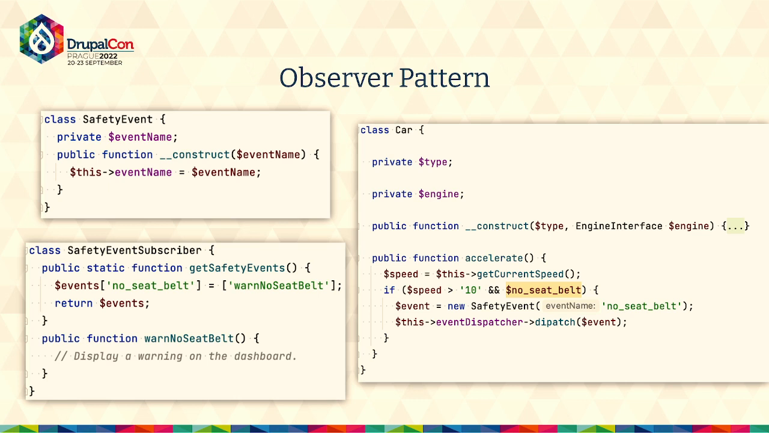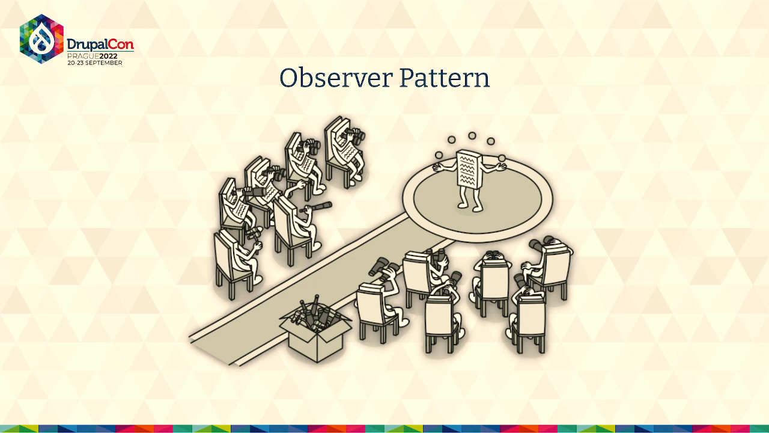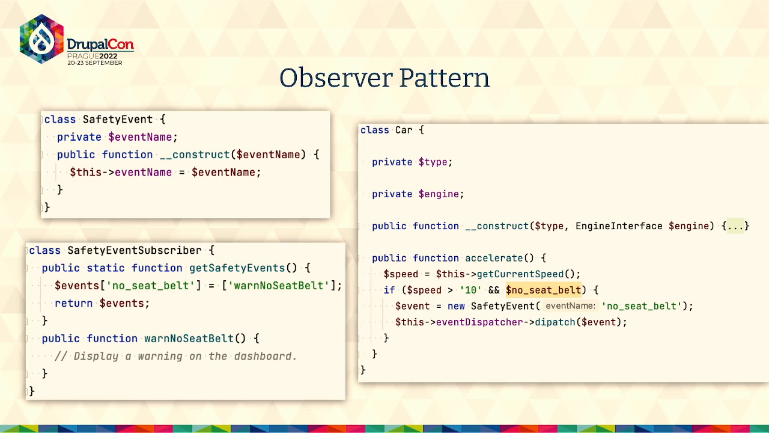And there is a subscriber, or there are listeners, who listen to the state of the object, the state of the code. We have written this get safety events as a public method, and in case of no seatbelt, we just call warn no seatbelt. This is the name of the function it calls, and then it is displayed.